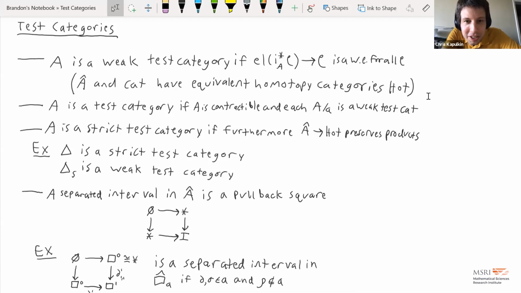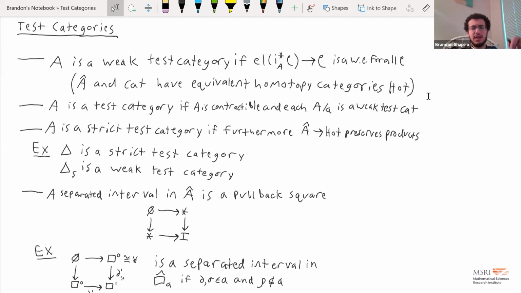I'm a bit confused by the condition that each over category be a weak test category in the definition of a test category. Since we have a terminal object star, looking at A over star, we'll say that A also is a weak test category, but it seems like requiring slices over all other objects to be weak test categories is a lot. Does anyone have any comments about this? Or maybe it will be clear as we go along. So it's definitely a strong condition.